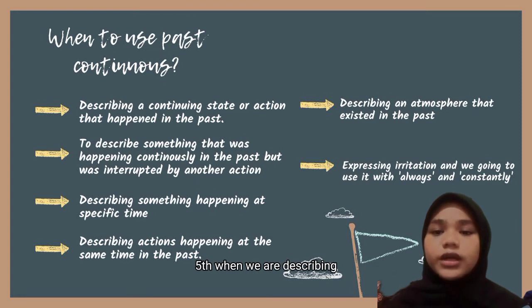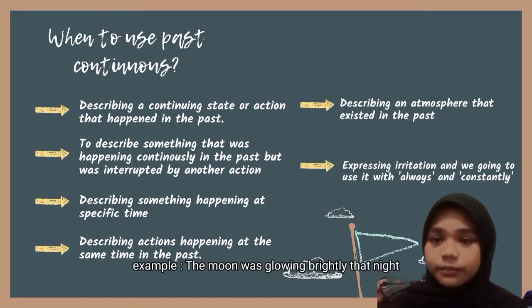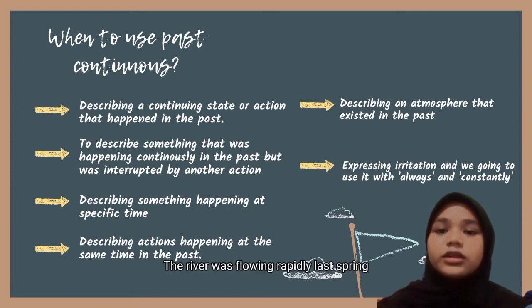Fifth, when we are describing an atmosphere that existed in the past. Example, the moon was glowing brightly that night. The river was flowing rapidly last spring.